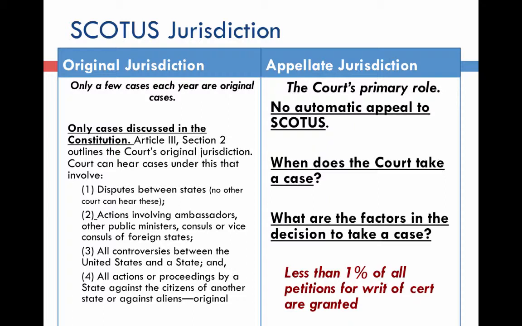The rest usually involve some measure of interstate or international relevance. So actions involving ambassadors, public ministers, etc. of foreign states. Controversies between the United States and a state can either be original jurisdiction or appellate jurisdiction. And all actions or proceedings by a state against the citizens of another state or against aliens can be original jurisdiction. The last 3 you can start at district court and work your way up, but you don't have to. You can go directly to the Supreme Court. However, the court retains the right to hear those cases, but they don't have to. The only one that they have to is the disputes between states.